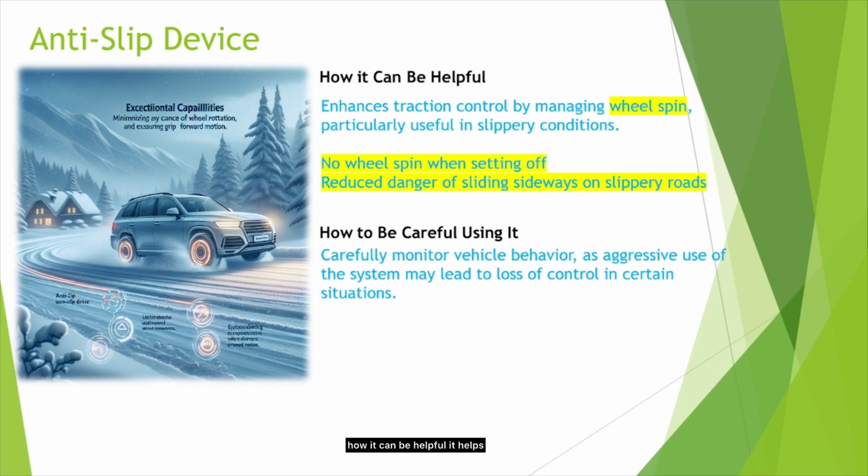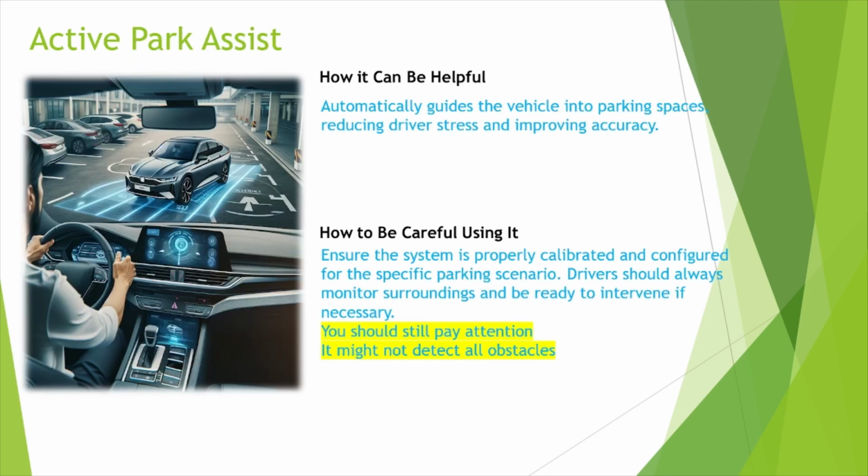So how can it be helpful? It helps manage the wheel spin, especially during the initial takeoff, the initial set off. It prevents the wheel spin. It reduces the danger of sliding sideways on slippery roads. These are the two most important aspects. And how to be careful: monitor the behavior of the vehicle, and aggressive use of the system may lead to loss of control in certain situations.